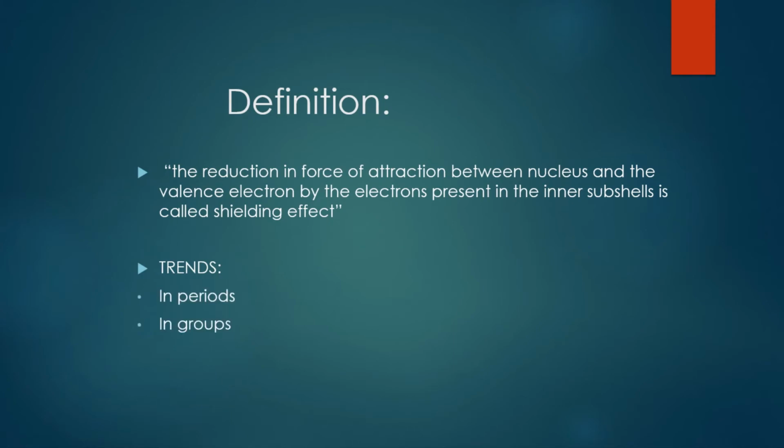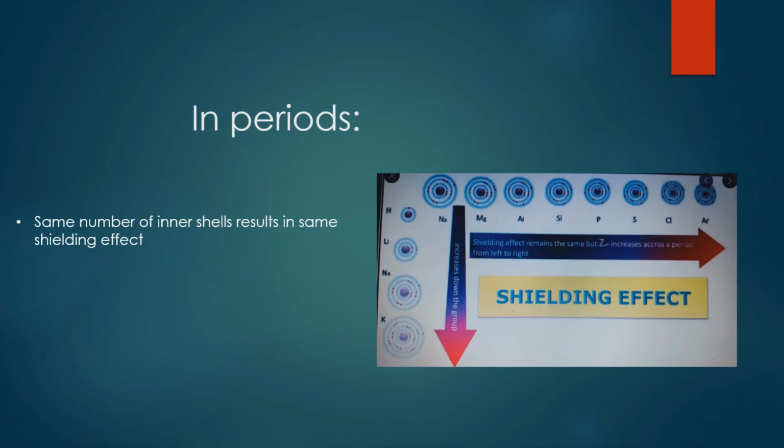When we are talking about the trends, then we will discuss these trends from the periods point of view and from the groups point of view. First of all, we will discuss the shielding effect trends in periods. As we know, the horizontal lines in the periodic table are known as periods. So look at this picture. In this picture we can see the third period that starts from sodium and ends on argon, Ar, a noble gas. This third period starts from sodium, atomic number 11.